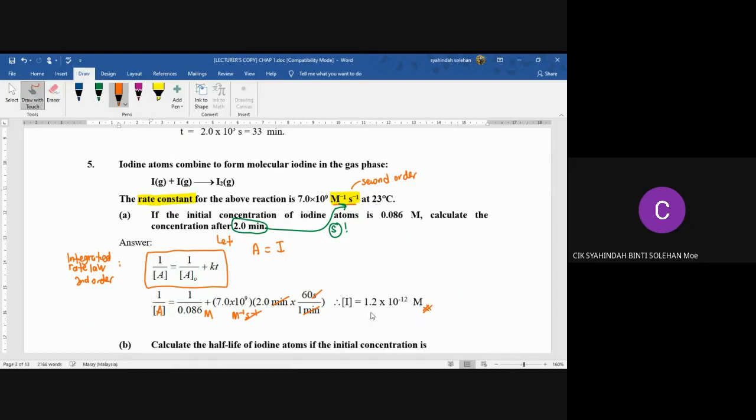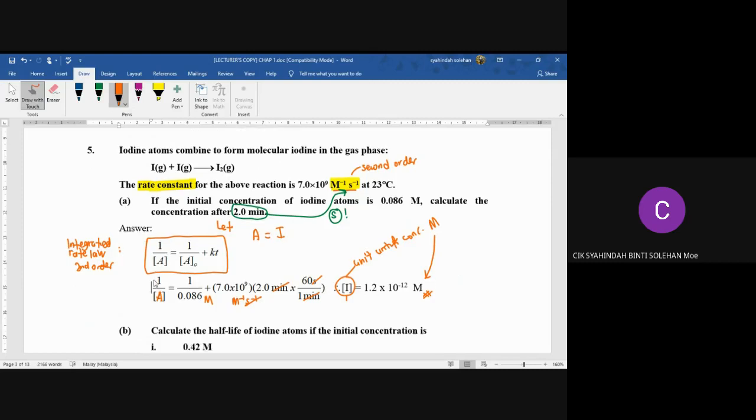So bila you dapat jawapan iodine yang final ni is 1.2 kalikan dengan 10 kuasa negatif 12. You kena letak unit apa, bila kalau you tak tahu sekalipun unit dia apa, kalau you tak able untuk cancel everything, you kena recall je unit untuk concentration ialah M besar. Okay.